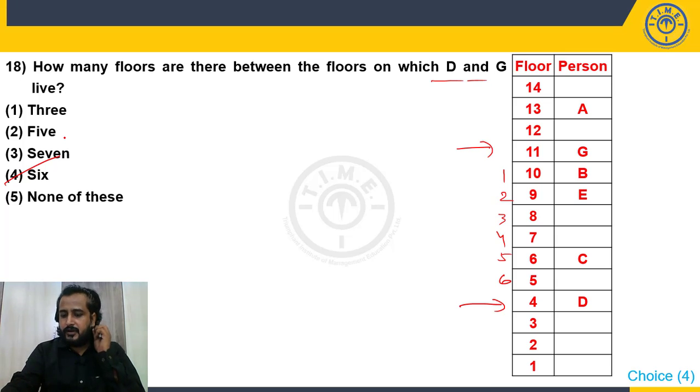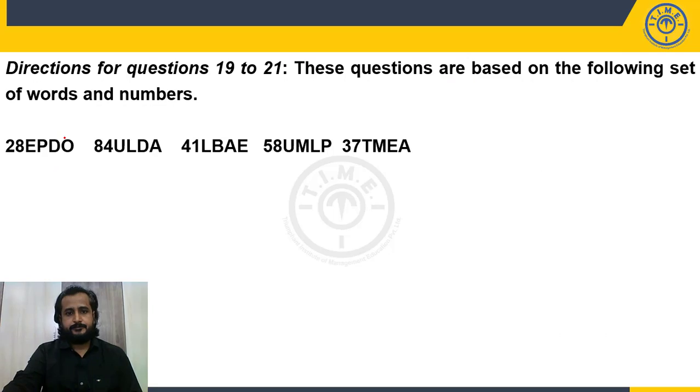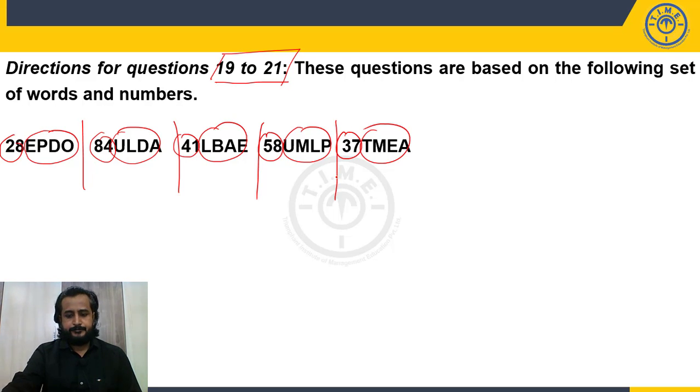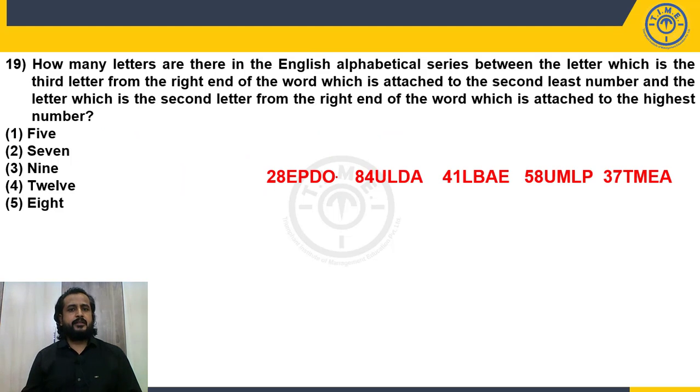Fine. So with this we have done with the floor arrangement. Now go to the next questions: set of numbers and words combination. Here we have the numbers as well as words, which may not be meaningful. Number and word, number and word, number and word, number and word. So let's see. This is a group. Okay. Now, what is given?